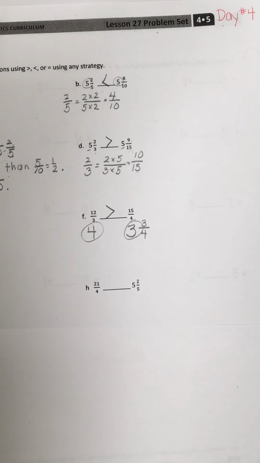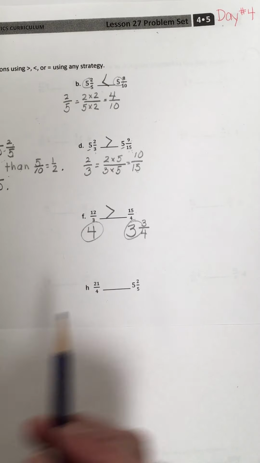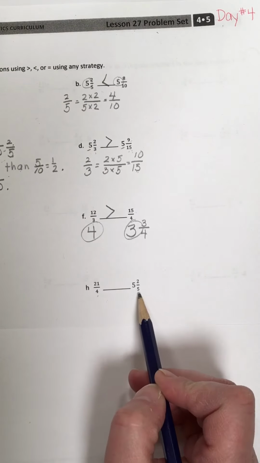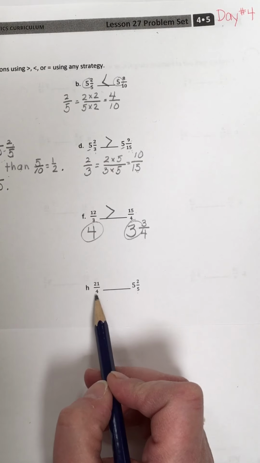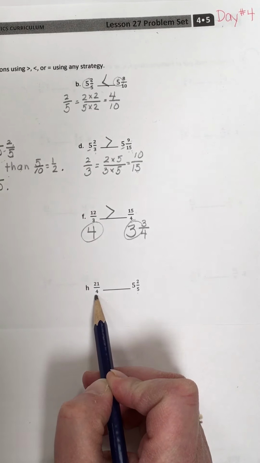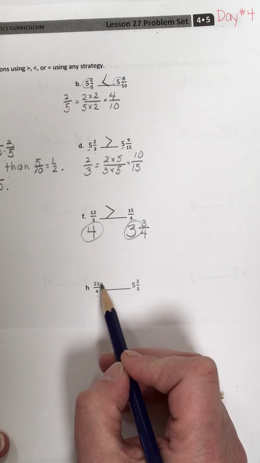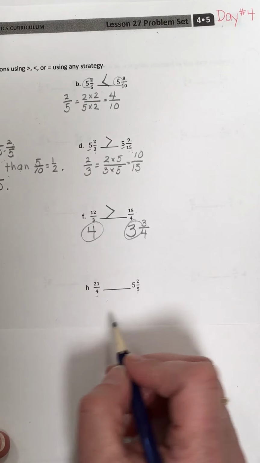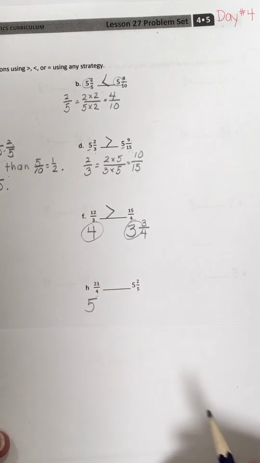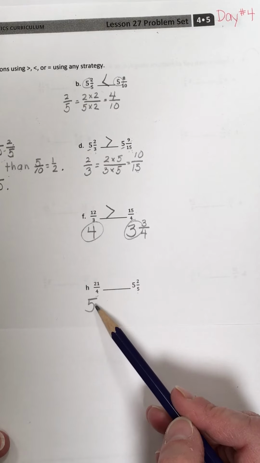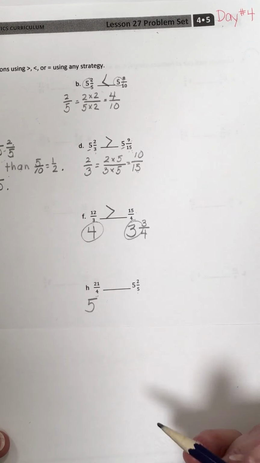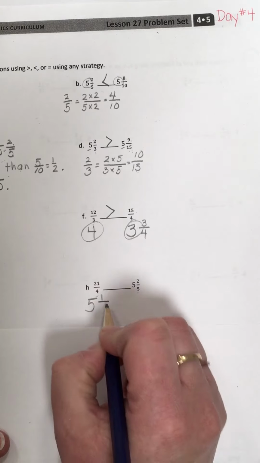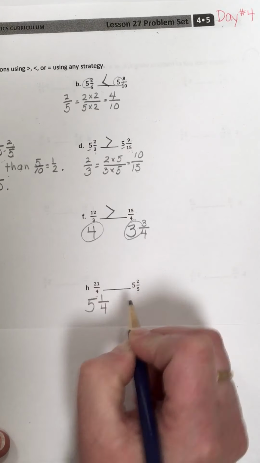Let's move to H. We are comparing 21/4 to 5 2/5. I've got an improper fraction to a mixed number. I want to turn this one into a mixed number. 21 divided by 4. 4 can go into 21 5 times. 4 times 5 is 20. 21 minus 20 is 1. Keep the same denominator.